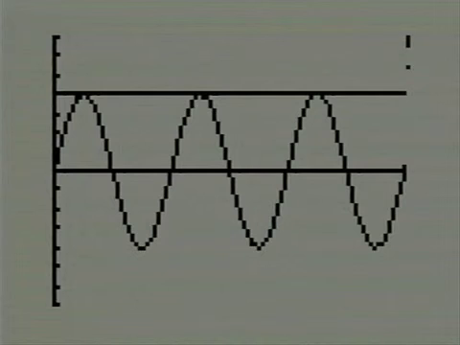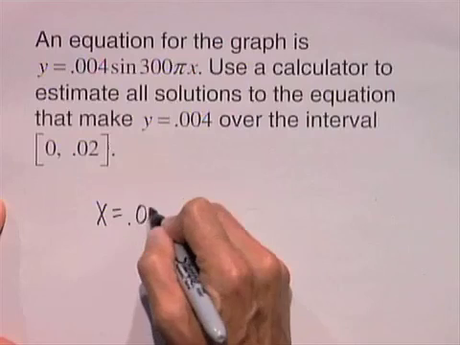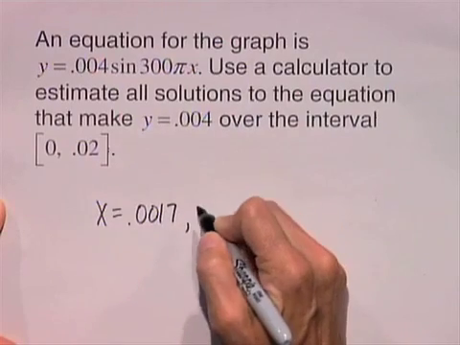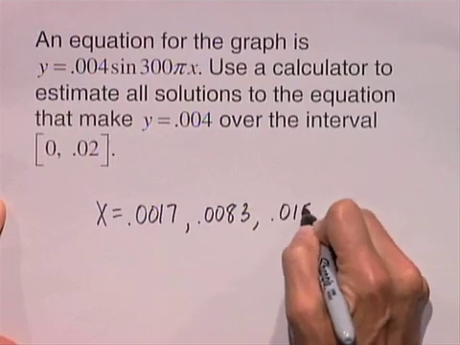And the calculator runs its intersect program, and it tells me that particular point of intersection is x equals 0.00833333, and so forth. If I were to run that program 2 more times, once for each of the other points of intersection, the first point of intersection would come out to 0.0017, and the third 0.015. Let's take a minute to write those on our paper. The 3 solutions are x equal 0.0017, x equal 0.0083, and x equal 0.015.